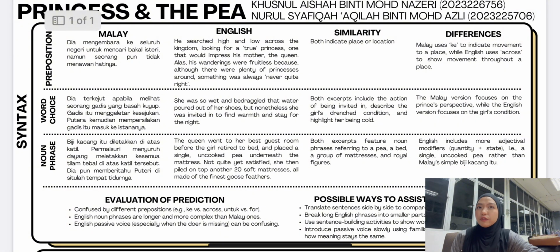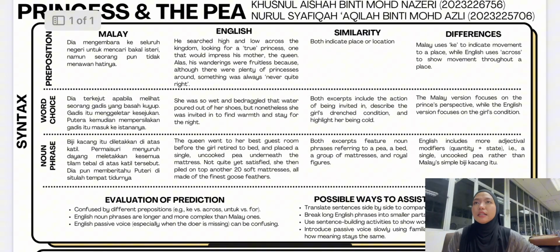Alas, his wanderings were fruitless because although there were plenty of princesses around, something was never quite right. So the similarity of these two excerpts is that both indicate place and location, while the difference is that Malay uses ke to indicate movement to a place, while English uses across to show movement throughout a place.